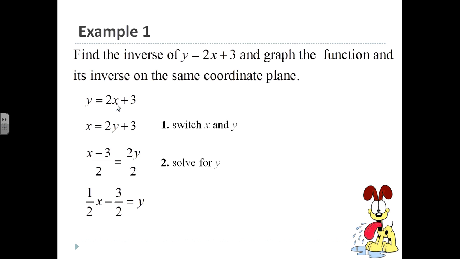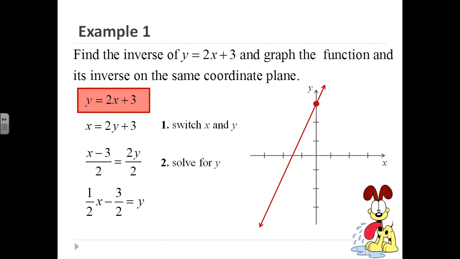Now it asked us to graph the function and its inverse on the same coordinate plane. And hopefully you recognize that these are both lines. So here's our coordinate plane, and if I were to graph this first equation, we get this line. And maybe you even recall that the inverse and the original graph should be symmetric about this special line, y equals x. We call that the mirror.